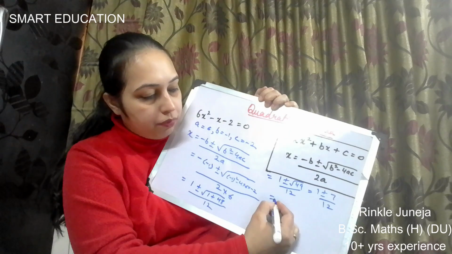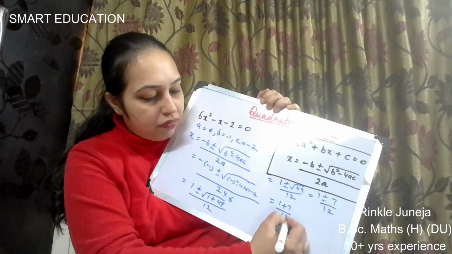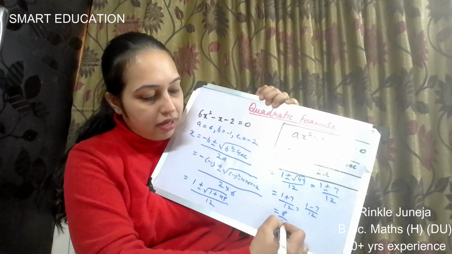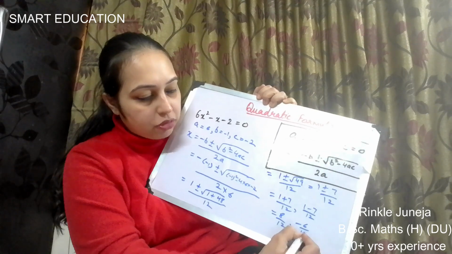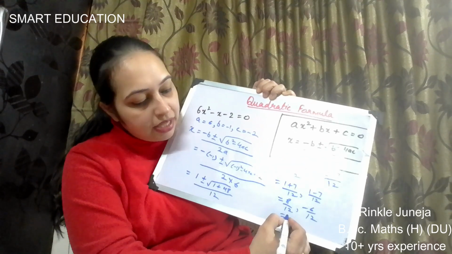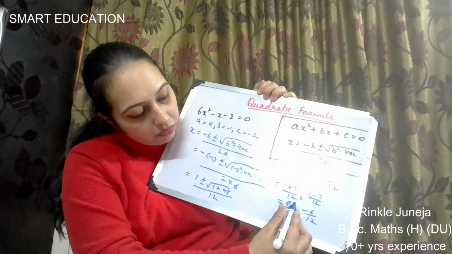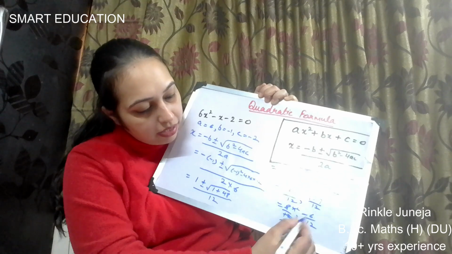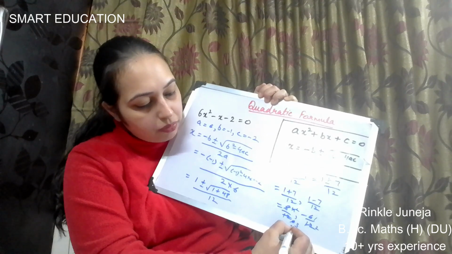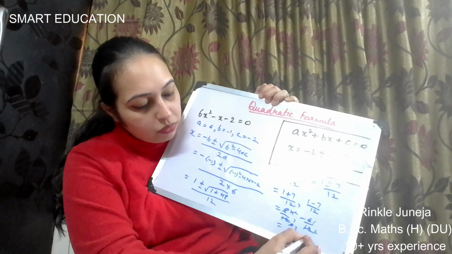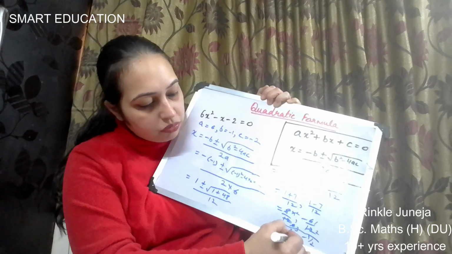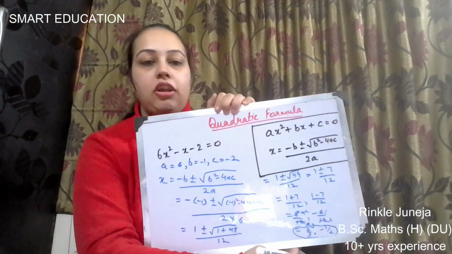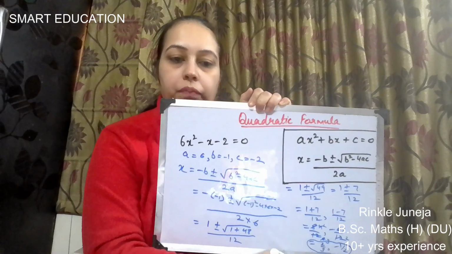Now we can split into two parts. One can be (1 + 7)/12, the other can be (1 - 7)/12. So 1 + 7 is 8/12 and 1 - 7 is -6/12. So if we simplify it, we get 2/3 and -1/2. The same answer which we got in our factorization method. So whichever method you use, you'll get the same answer.